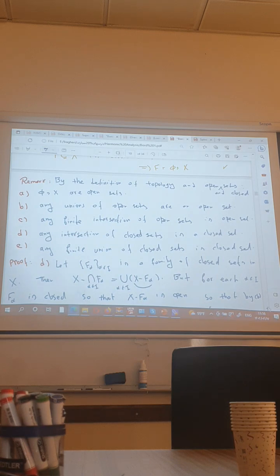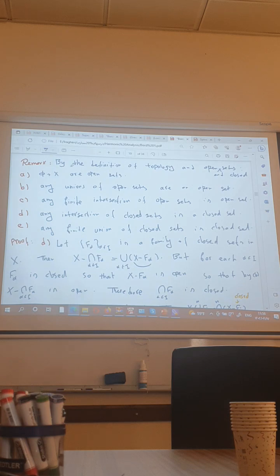Remark for you: by the definition of topology, open and closed sets have these properties. One, empty set and X are open sets, because they belong to all topologies. Two, any union of open sets is an open set, because any union of elements of the topology must belong to it. Three, any finite intersection of open sets is an open set.